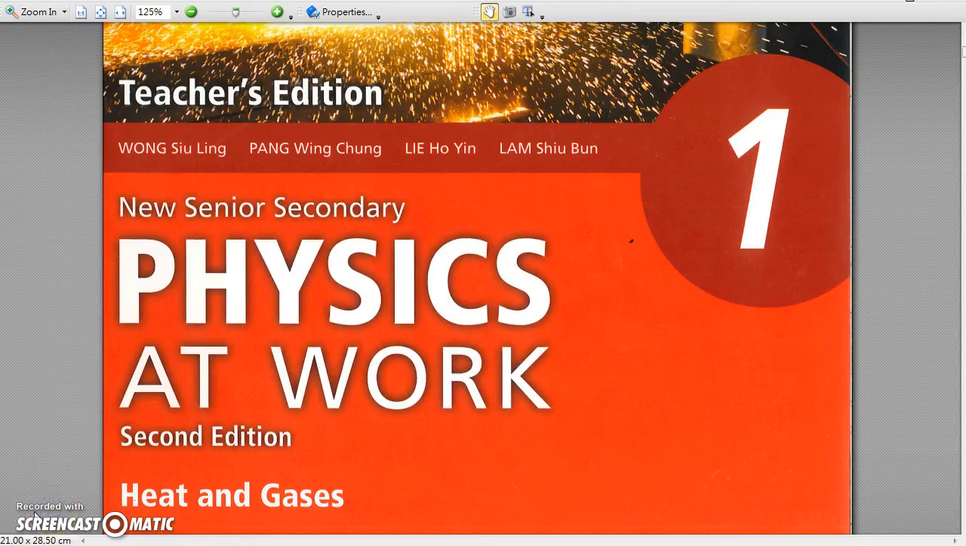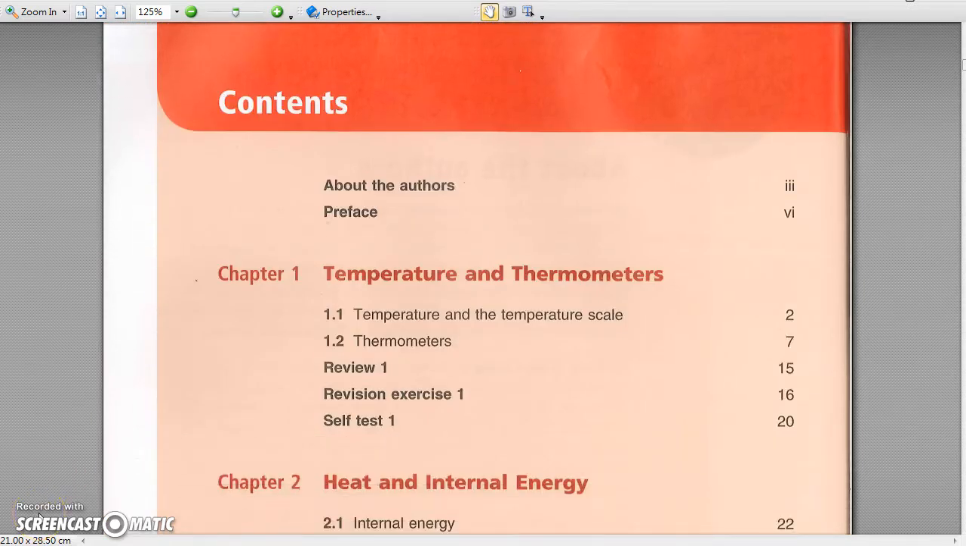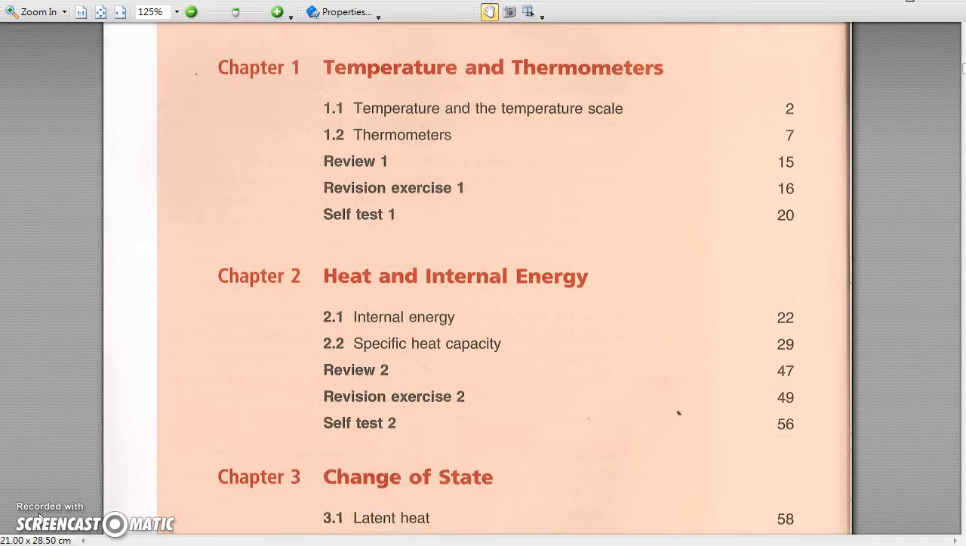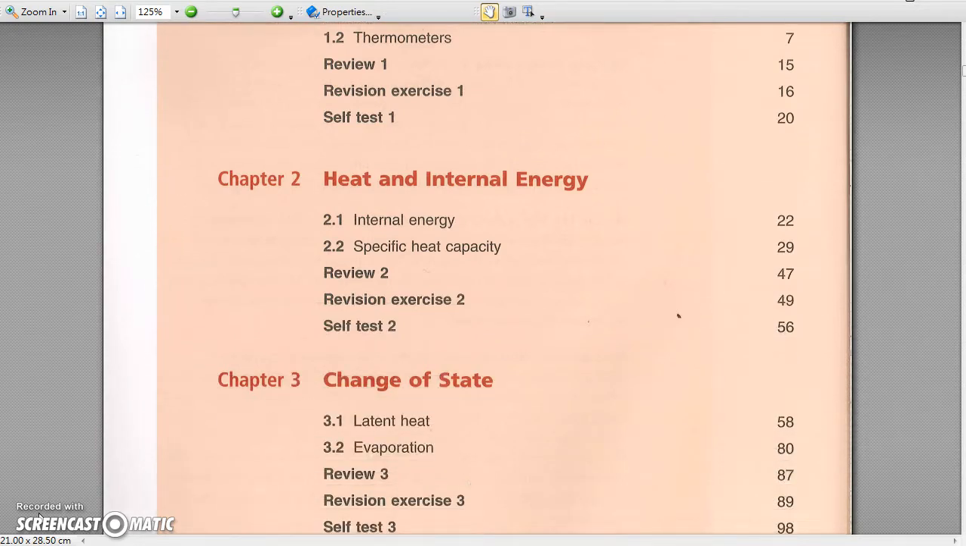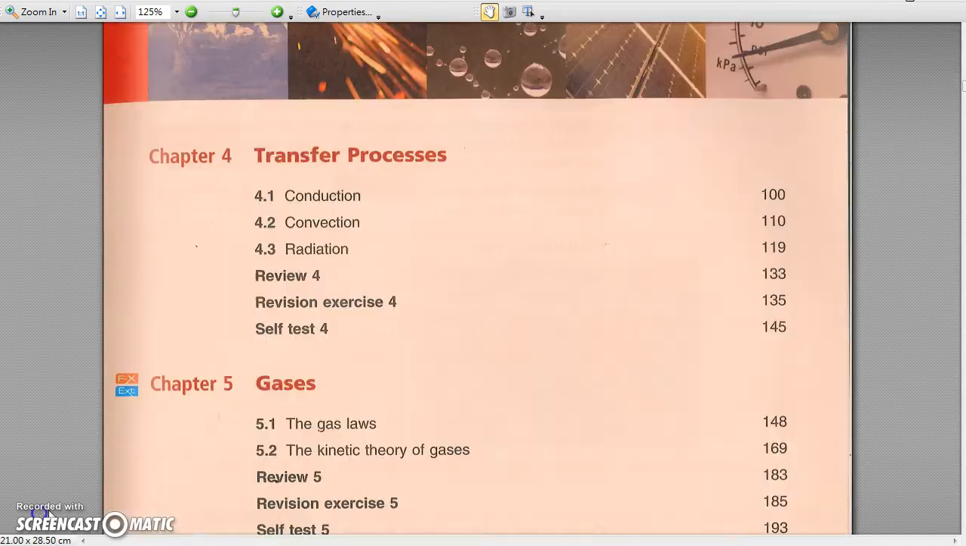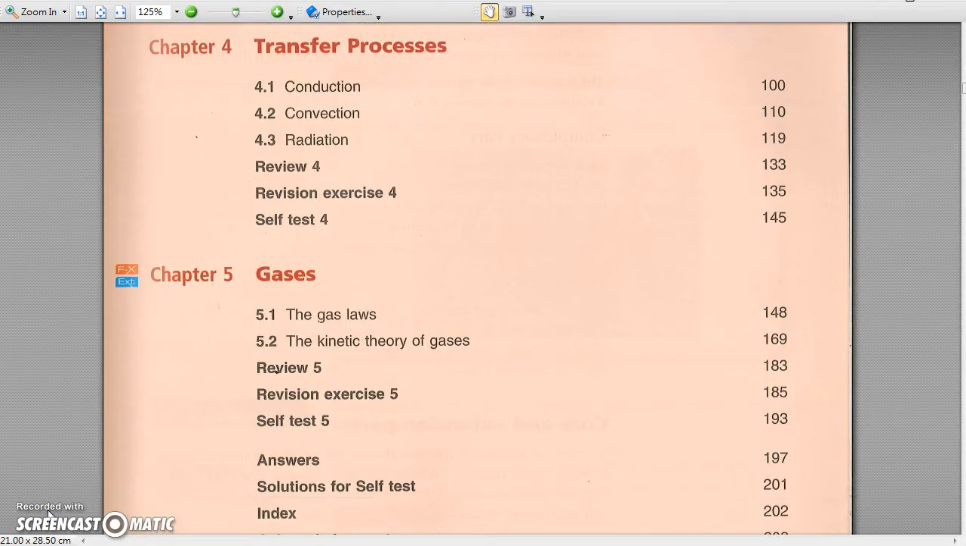Physics at Work, 2nd edition, Book 1, Heat and Gases. There are 5 chapters in this book. Chapter 1 talks about thermometers and temperature scales. Chapter 2 about heat and internal energy. Chapter 3 about the change of state. Chapter 4 transfer processes, and Chapter 5 gases.